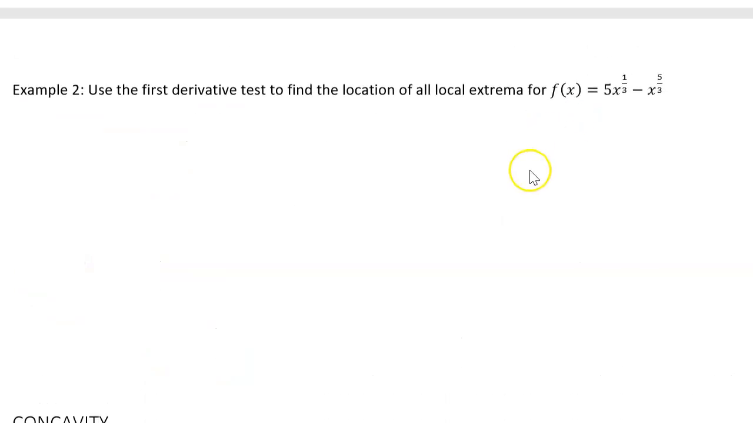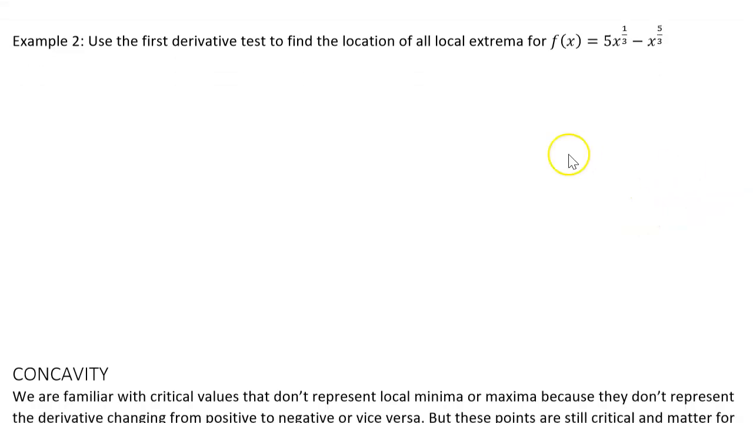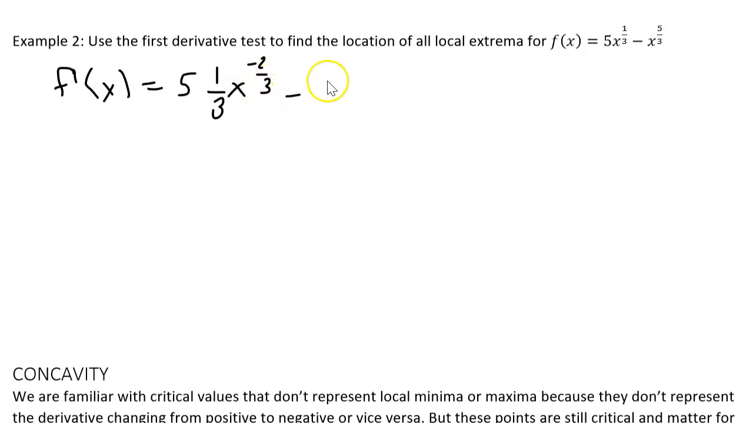Second example is a little more complex algebraically, but we're going to follow the exact same process. So step 1, we're going to identify the derivative as 5 times 1/3 x to the negative 2/3 minus 5/3 x to the positive 2/3.